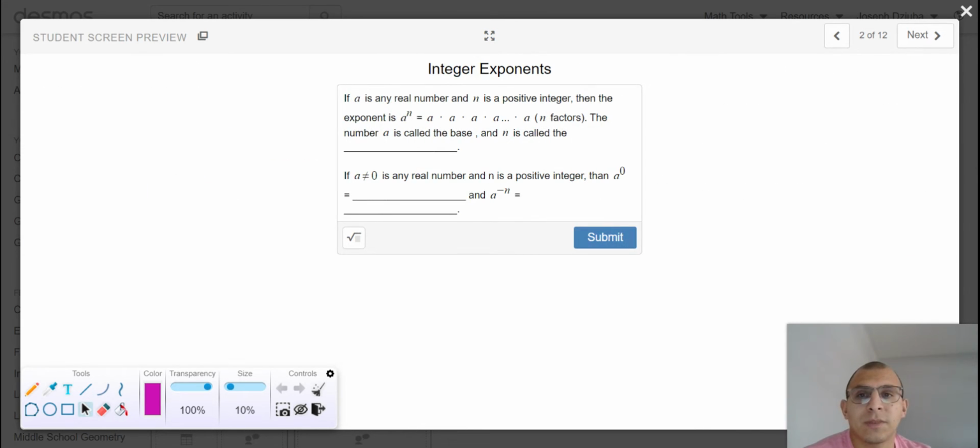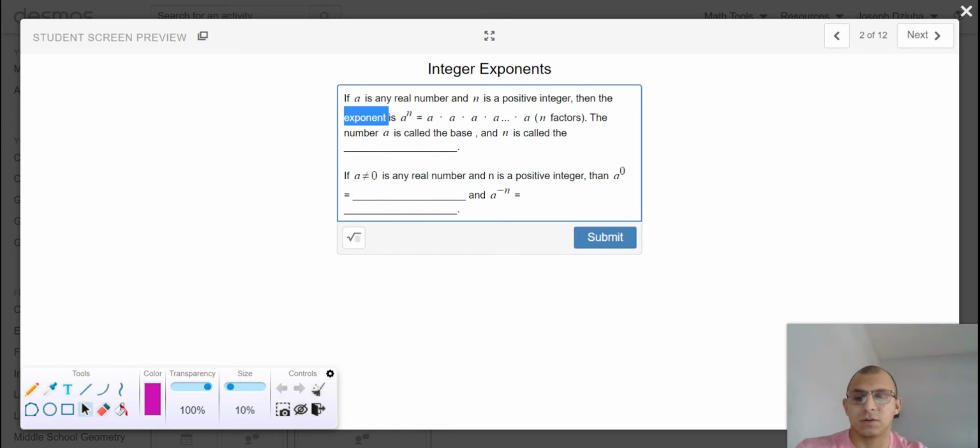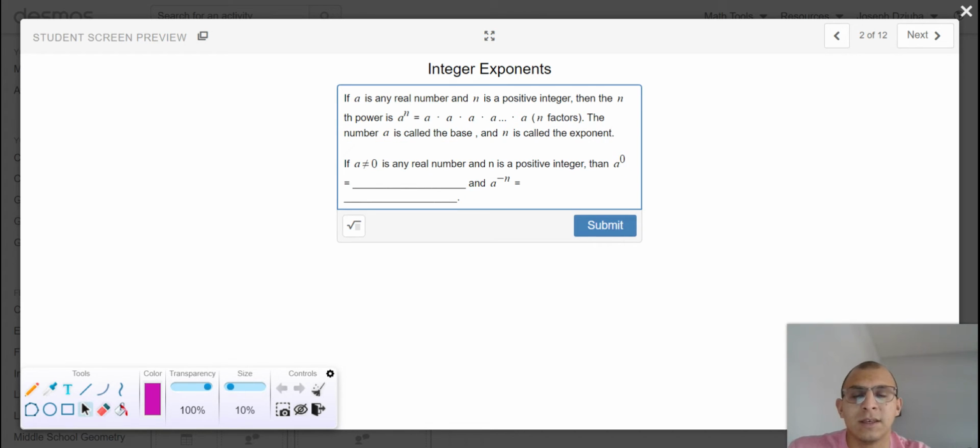So let's begin. If a is any real number and n is a positive integer, then a to the n, which is supposed to say nth power, equals a times a times a times a, n factors. The number a is called the base, and n is known as the exponent.